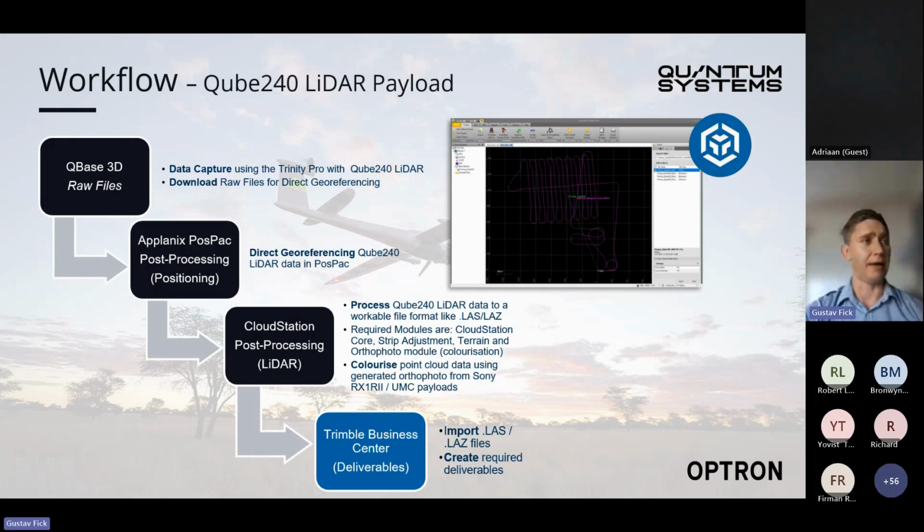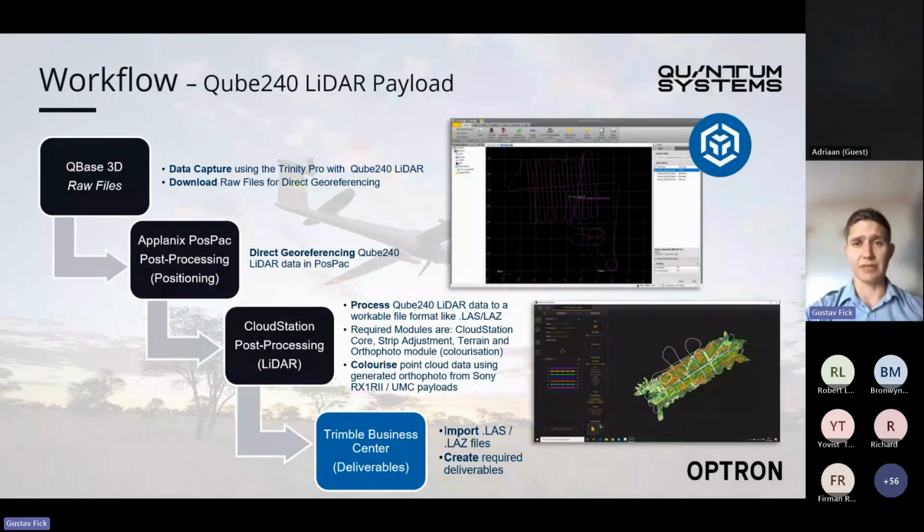That's just a screenshot of how the trajectory correction would typically look, and then next up is a screenshot of what happens in the CloudStation software. But guys, this is just quickly highlighting the typical difference in workflows between the Sony RX1 and the Cube 240 payload.